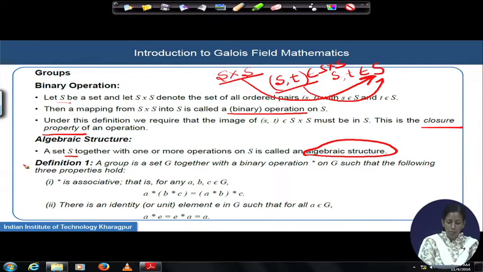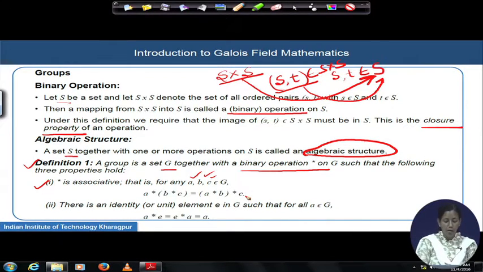We can now set the definition of this group. A group is a set G together with this operation, symbolized as star, and the star operated on G will form a group if and only if the following three properties hold good. Property number 1, the binary operator, this star, should be associative. That is, suppose I have three elements A, B, C which belong to G. For them, if I operate B with C, B star C, then A star B star C should be equivalent to A star B star C.